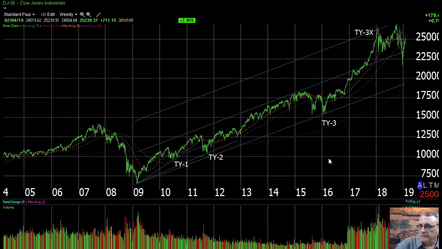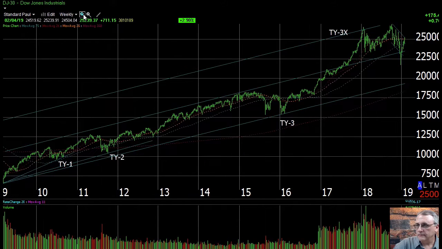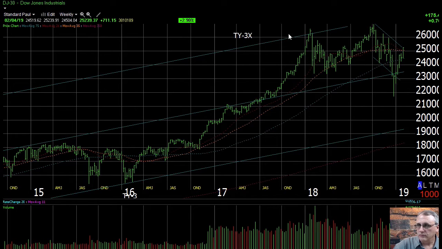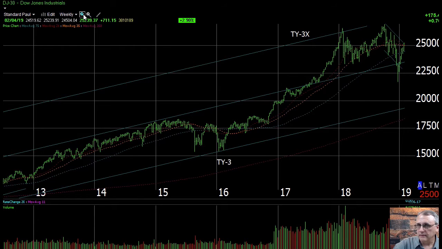Okay, here's how the cat line's set up on the index. Dow Jones 30, the market shakeout late 2018 was quite predictable based on the index cat cycles. TY1 formed 2010, TY2 in late 2011, and you had TY3 set in 2016. The extension channel of that TY3X, you can see very close to the exact area of that.